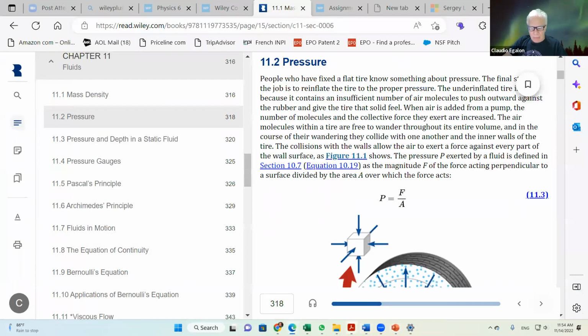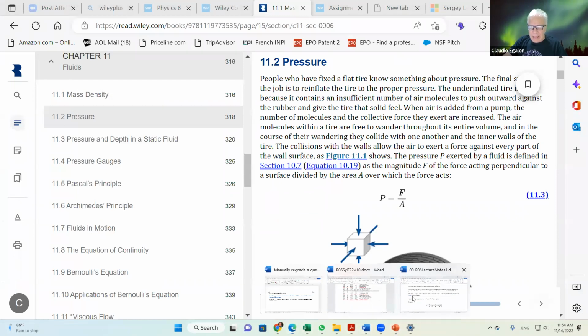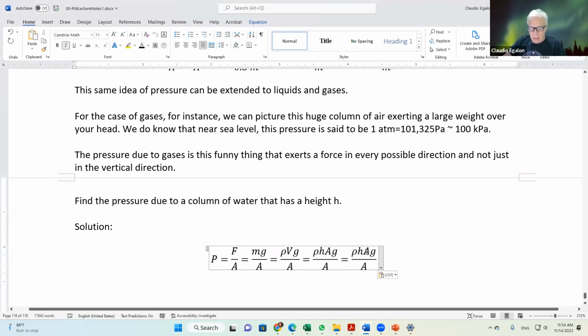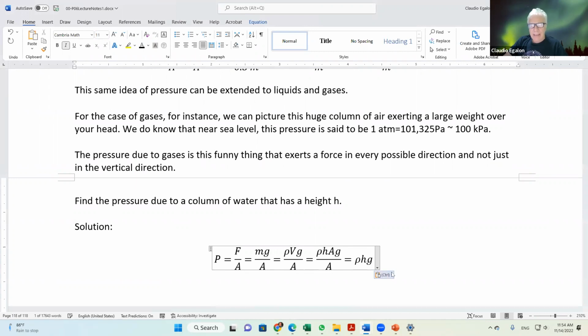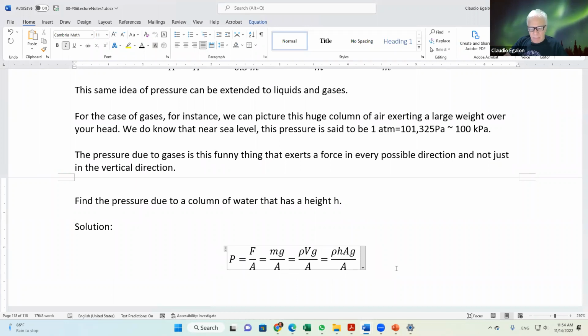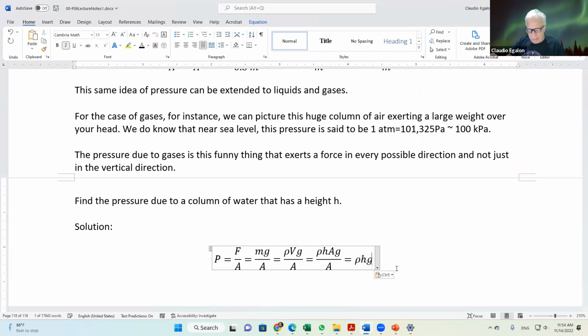Because of that, the A, which we still do not know the value of, cancels out. And look what we get. We get something very simple: the pressure due to the water is going to be the density of the water times the height of that column of water times the acceleration of gravity. And by the way, I'm going to simplify that.